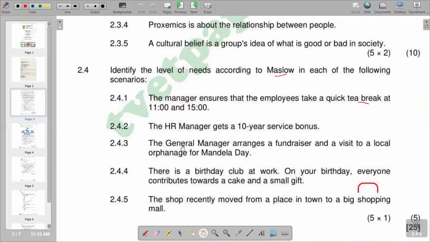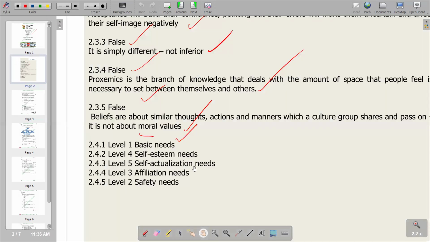Then 2.4.3, the general manager arranges a fundraiser and a visit to a local orphanage for Mandela Day. So you would see that this is a self-actualization need. And you see that self-actualization is the highest level where individuals strive to reach their full potential and become the best versions of themselves. And that is the explanation on self-actualization.